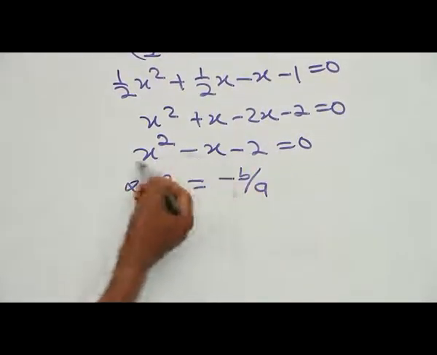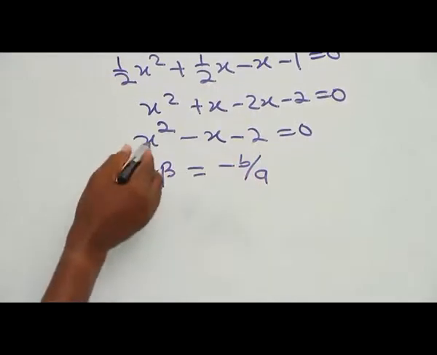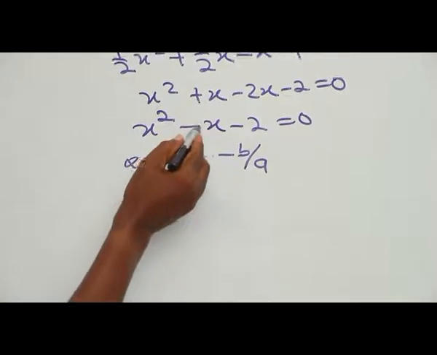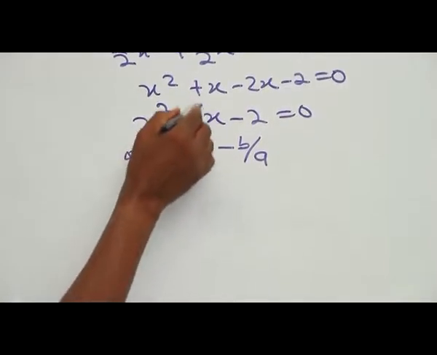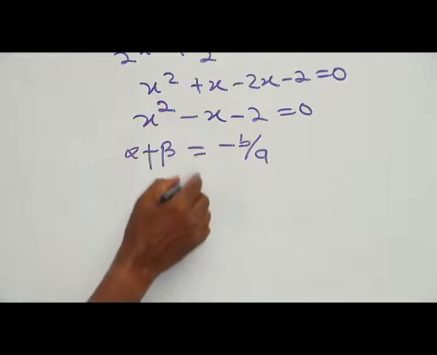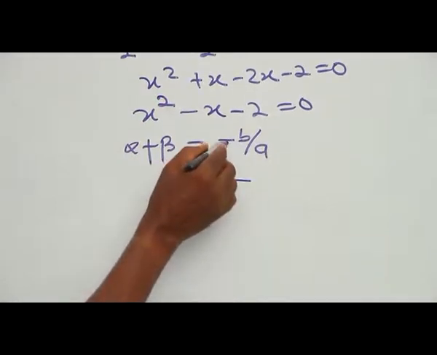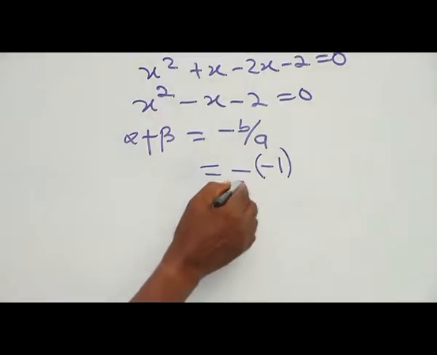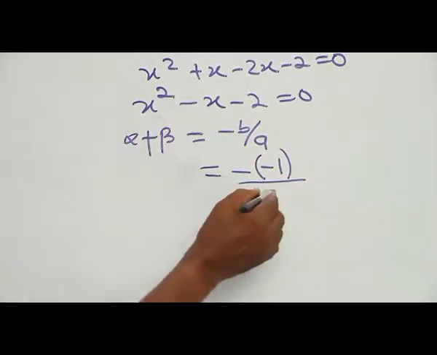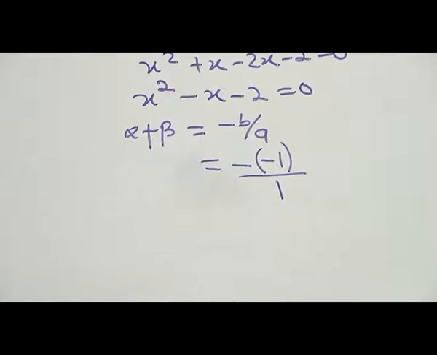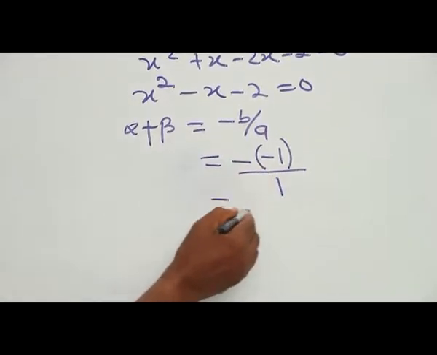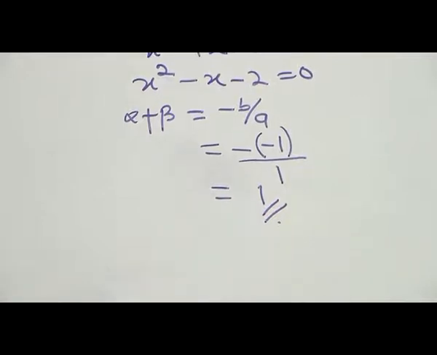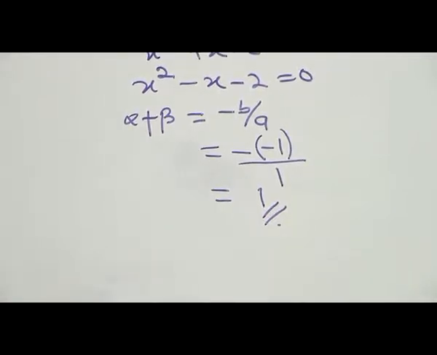And from this equation here, since the coefficient of s squared is already 1, the value of b there is minus 1. So this will be equal to minus, there's a minus here, into the minus 1 that is there, all over a, and our a is what? It is 1. So at the end you now have the answer to be equal to 1. So the value you are asked to look for, alpha plus beta, is equal to 1.